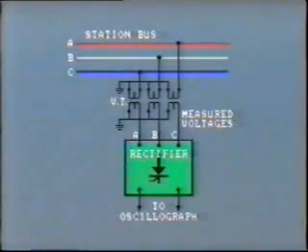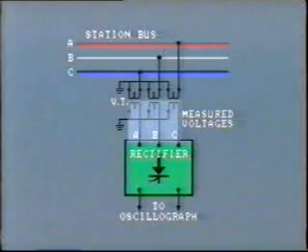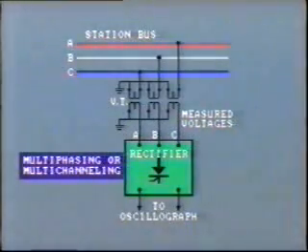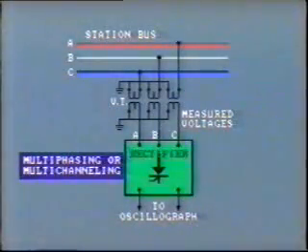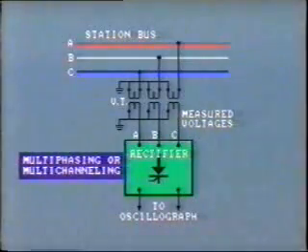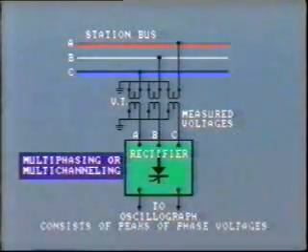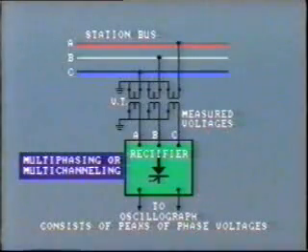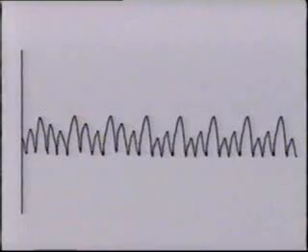We can sometimes save on channels by routing three voltages, A phase, B phase, and C phase, all to one channel. This is called multiphasing or multi-channeling of the voltages. It is done by feeding the measured three-phase voltages to a rectifier circuit. The output voltage of the rectifier consists of just the peaks of the voltages in each phase, and this is what is printed on the oscillogram.